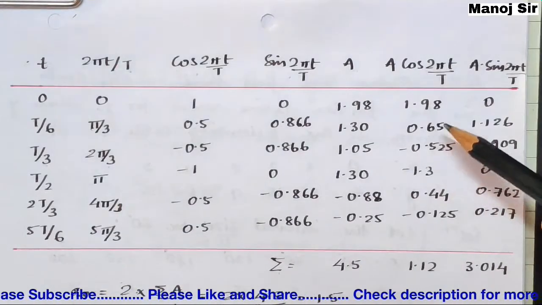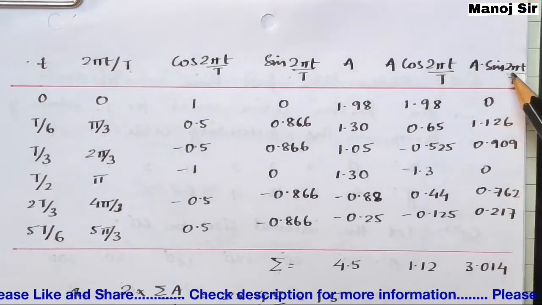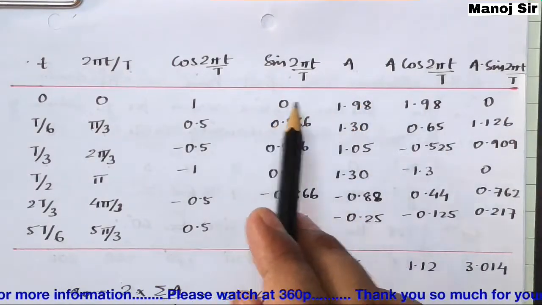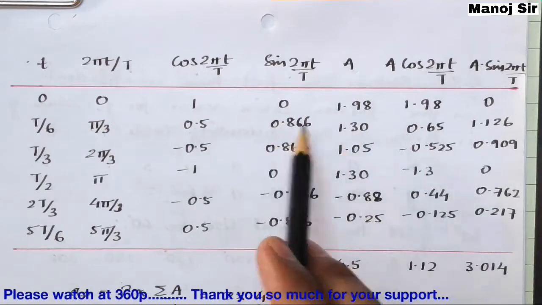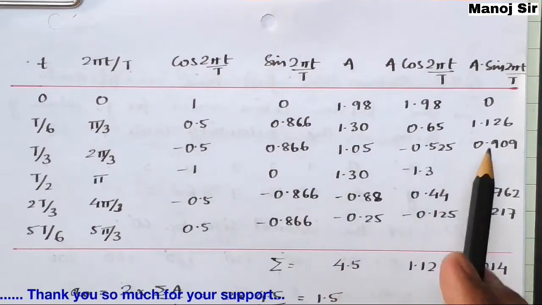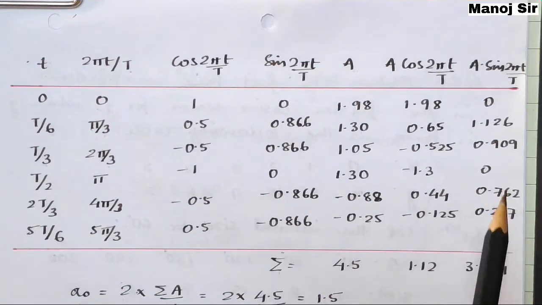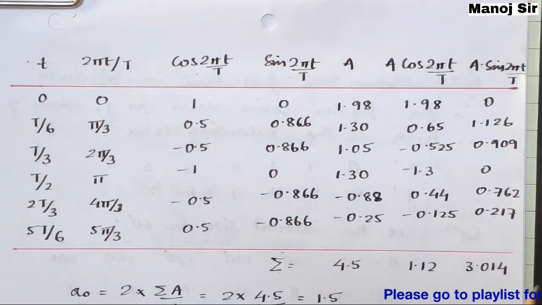Then we need to find a into sine 2 pi t upon T, that is this into this. Simply multiply this with this, we get 0; multiply this with this, we get this value; and the same for the remaining values, with 0 again at the fourth.